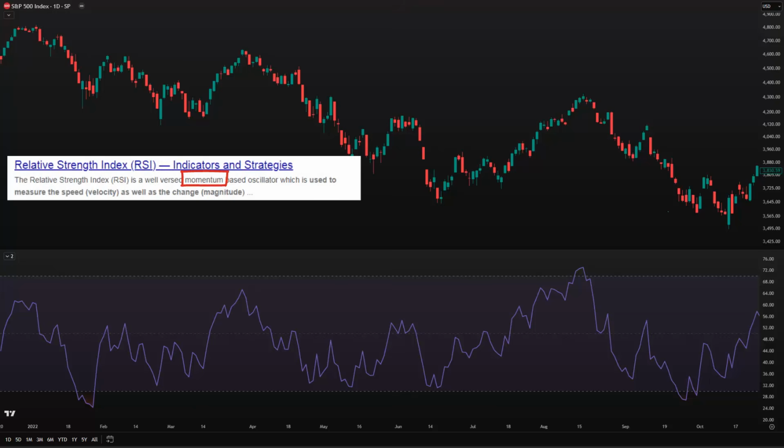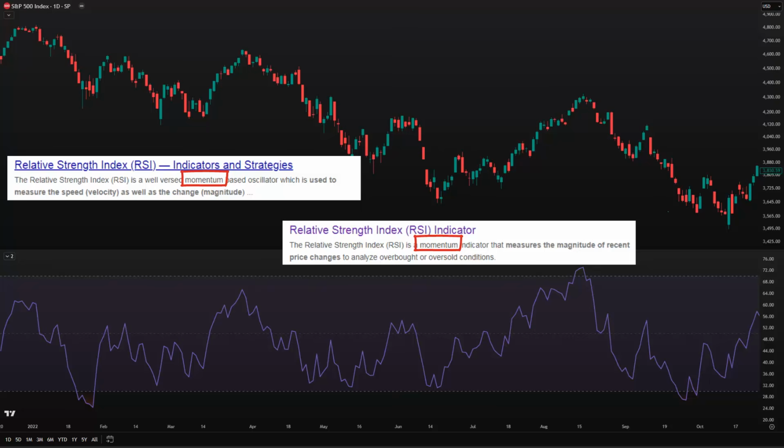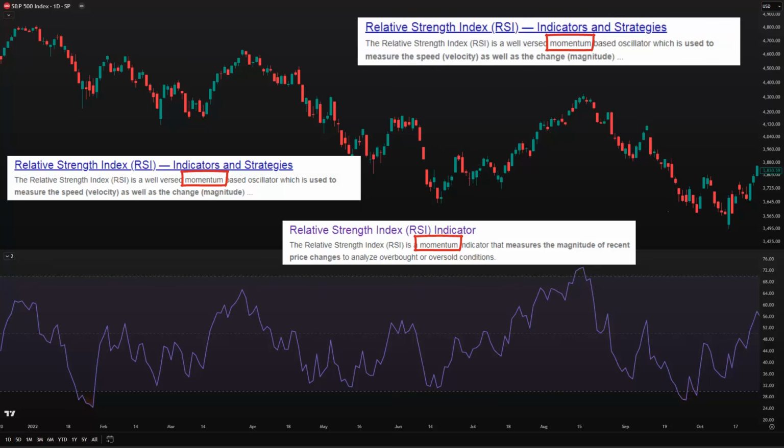Most traders also believe RSI measures momentum. That's what we've been told in books, courses, and countless videos. But what if I told you that's not true? What if there's another way to derive RSI? One that completely changes how you think about this indicator.